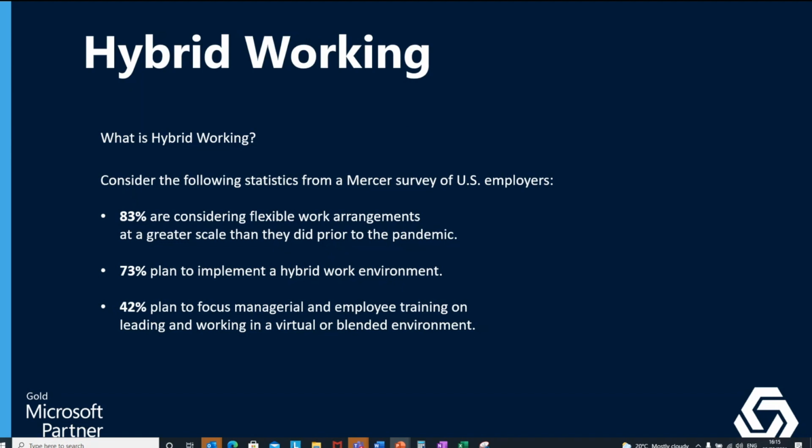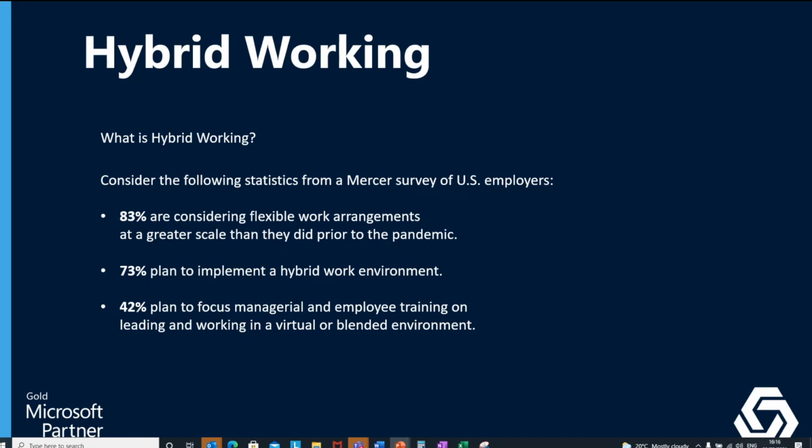When I was looking into that, I was trying to find some data around hybrid working and what it means for employers moving forward: what this is going to look like and what's being done about it at the moment. I came across a couple of interesting statistics, which are on the screen. 83% of US employers are considering flexible working arrangements at a greater scale than they did prior to the pandemic, which is really interesting. I'm not 100% sure if I expected that number to be higher or lower. It's a really interesting statistic that the overwhelming majority are considering flexible work arrangements at a greater scale. Obviously it's a very hot topic at the moment. Everybody's talking about hybrid working and remote working. Will we ever go back to the office? These types of questions.